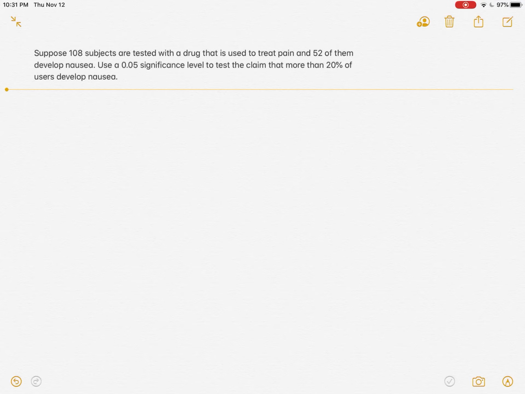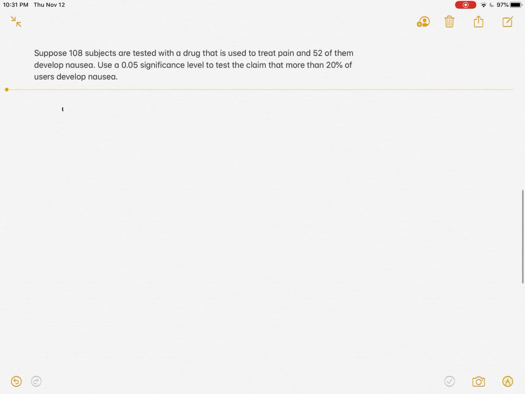Suppose 108 subjects are tested with a drug that's used to treat pain, and 52 of them develop nausea. Use a 0.05 significance level to test the claim that more than 20% of users develop nausea. Okay, let's see what the strength of data is here.